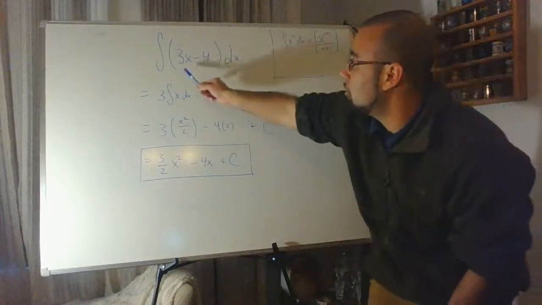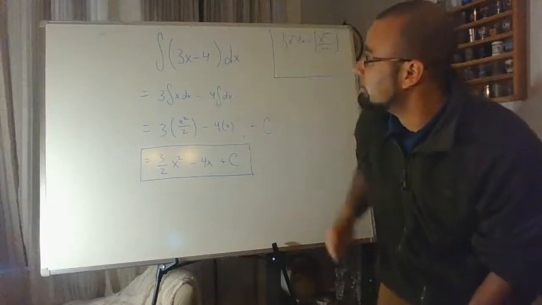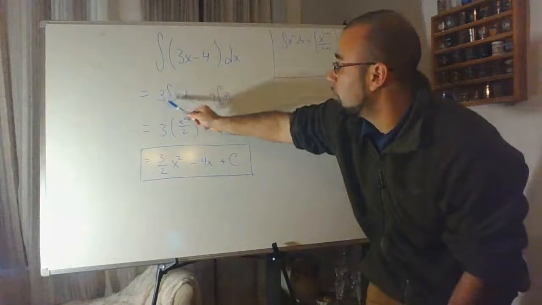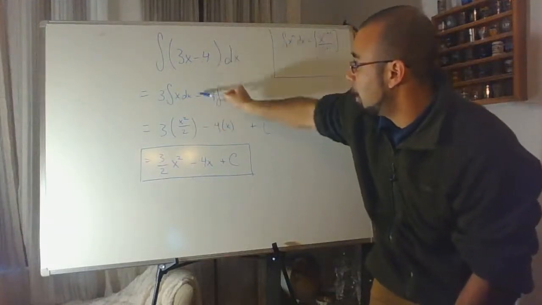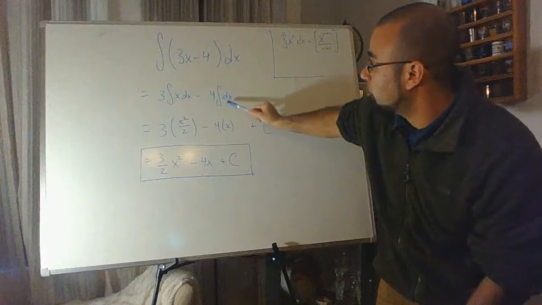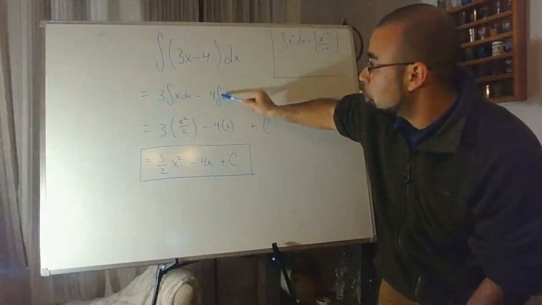Okay, so here we have integral of 3x minus 4 dx. So we'll apply it to 3 integral x dx. That's what this becomes. Minus 4 integral dx. There's like an imaginary 1 in here.